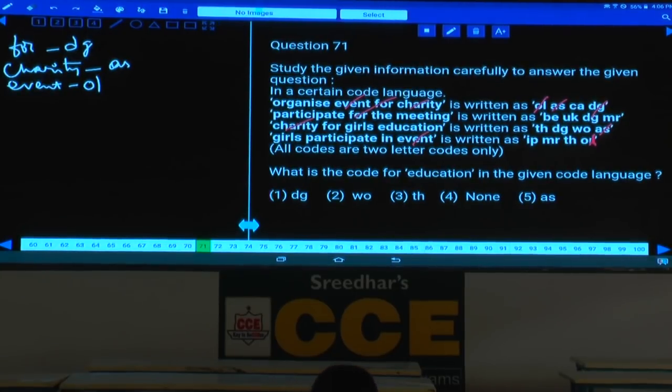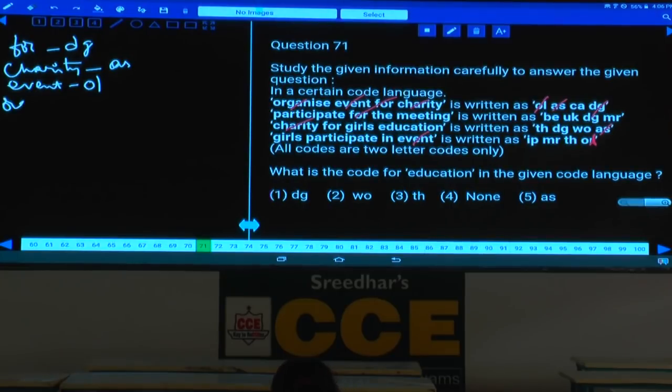Then what is left over here? Organize. And organize is left over, then what is the code common between these two? Organize. And the code to the word organize is CA. Organize CA. Then coming to the second and the third.